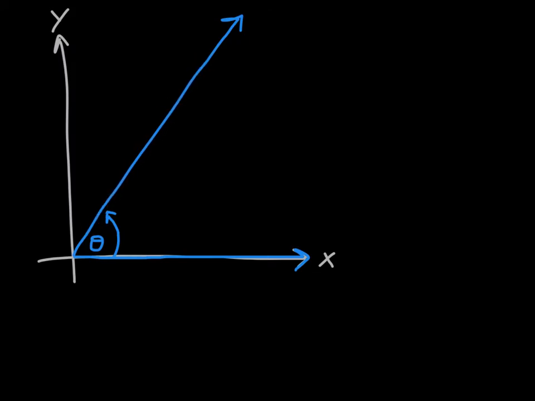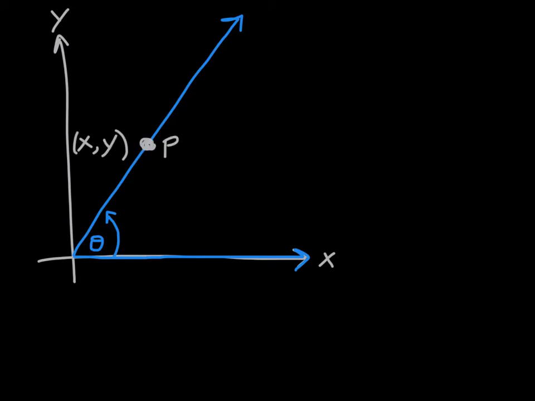Now that's a fascinating claim, and I hope to show it to you now, or to prove it to you now. So in order to prove it to you, let's choose a random point other than the origin on the terminal side of this angle theta that is in standard position. Let's choose this point here. Let's call it point P.